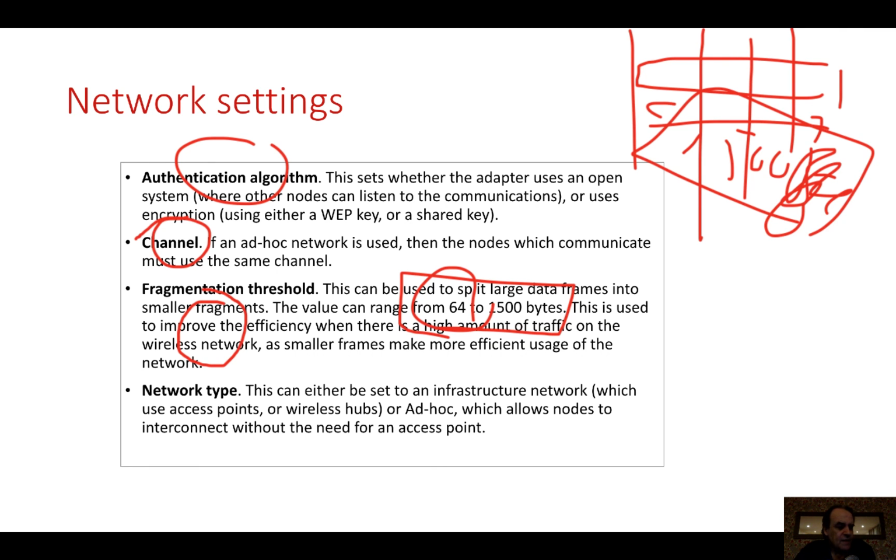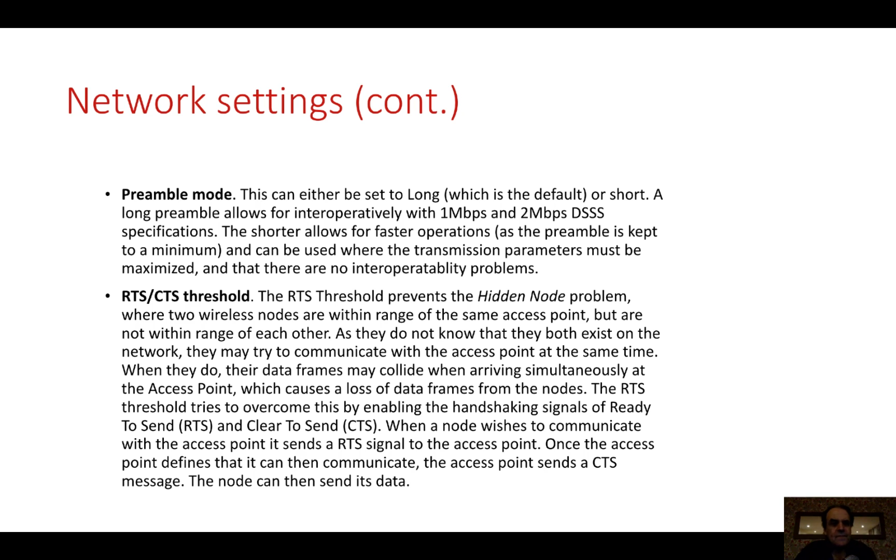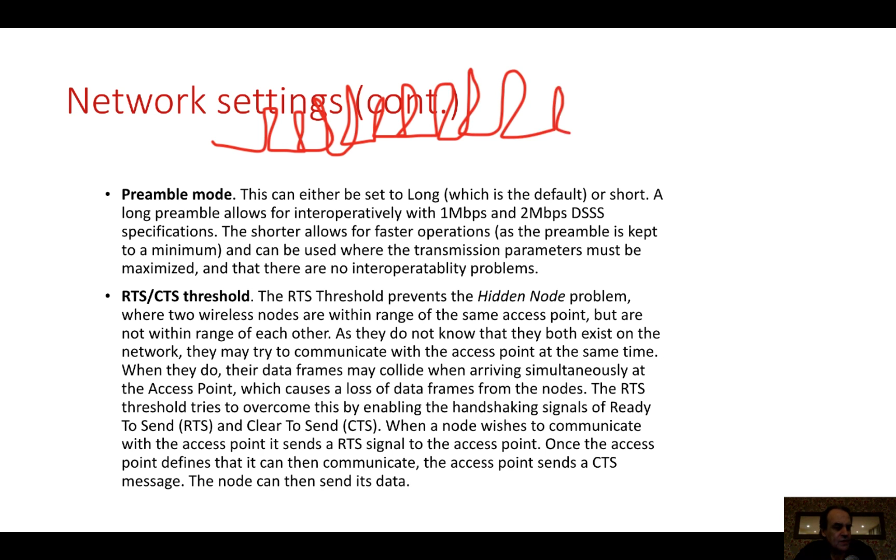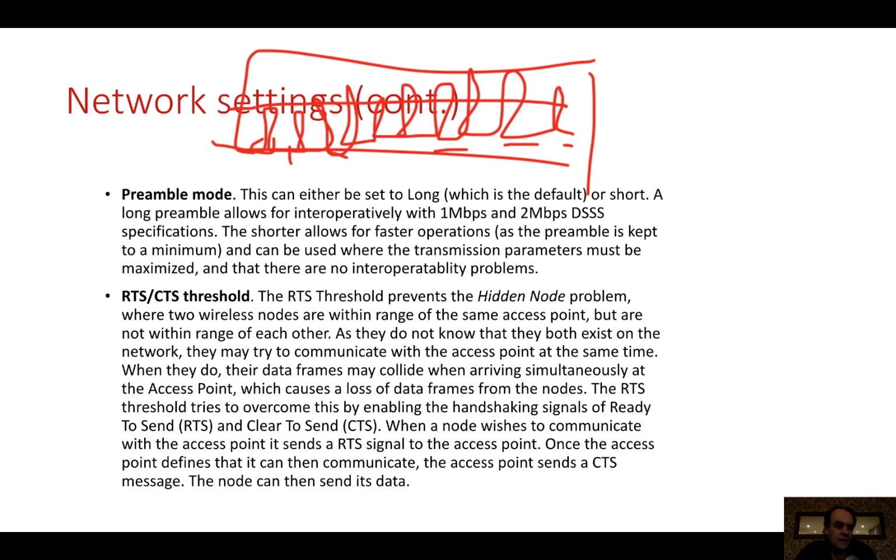And then we have the network type, which is either an infrastructure network or a basic ad hoc network. We'll look at that later. Okay, so there's two other things, preamble setting. In Ethernet and wireless networks, we get a whole lot of ones and zeros as a preamble to say that the device is going to transmit. We can keep this to a minimum by creating a short preamble, and that's for faster communications.